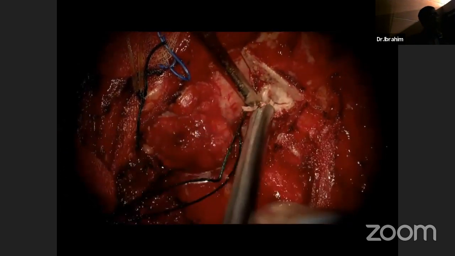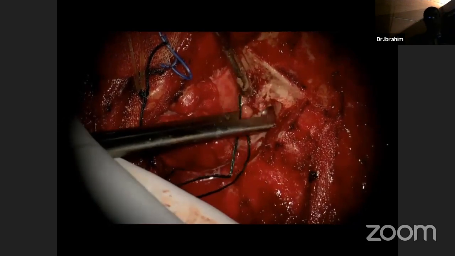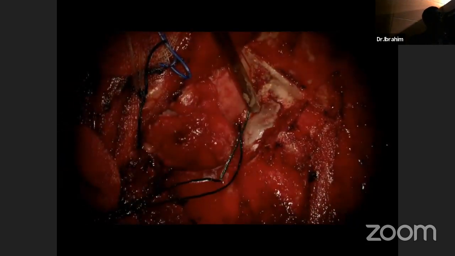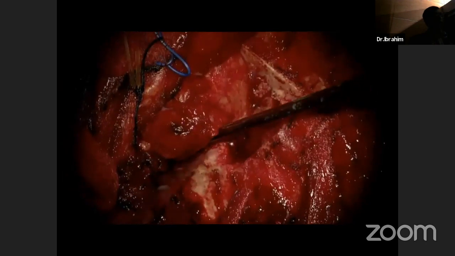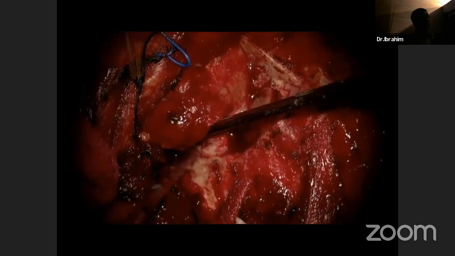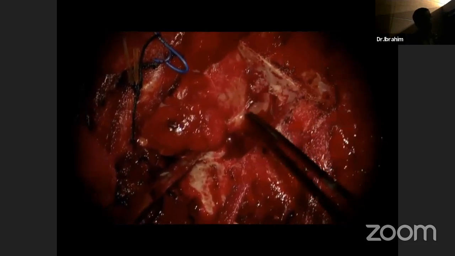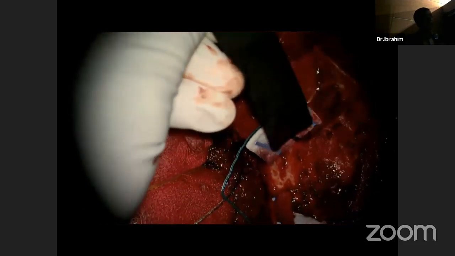And I can always keep telling the best drillers in the world are the ENT surgeons. And I learned how to drill from them. You drill with the side of the drill. This is the lacrimal gland. And I use the navigation.